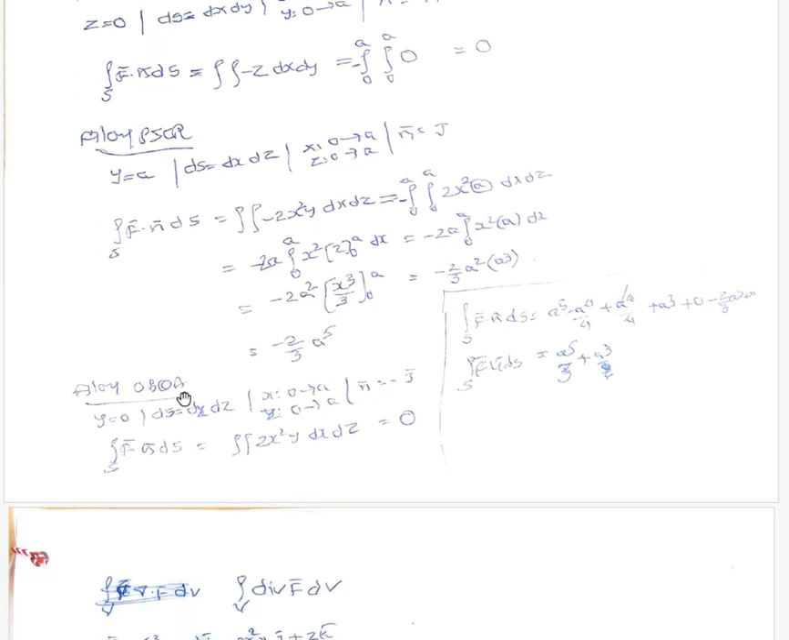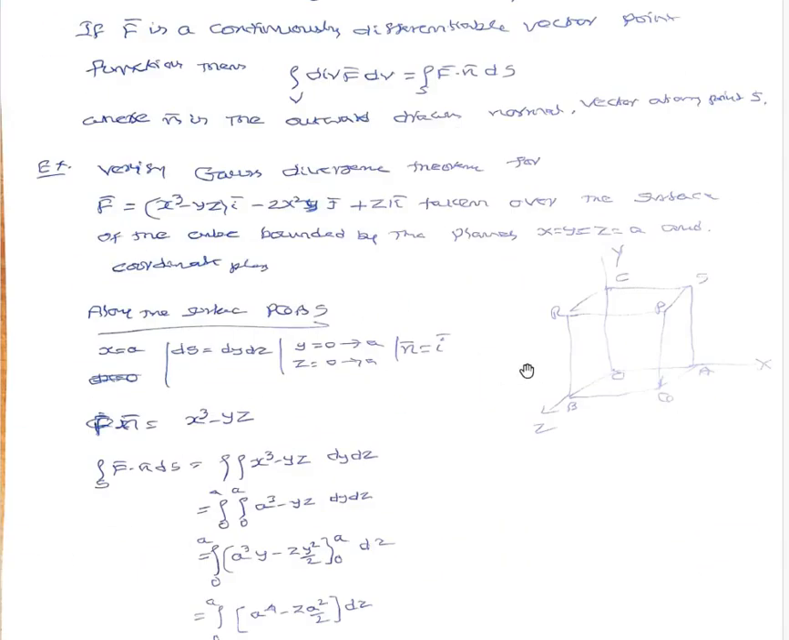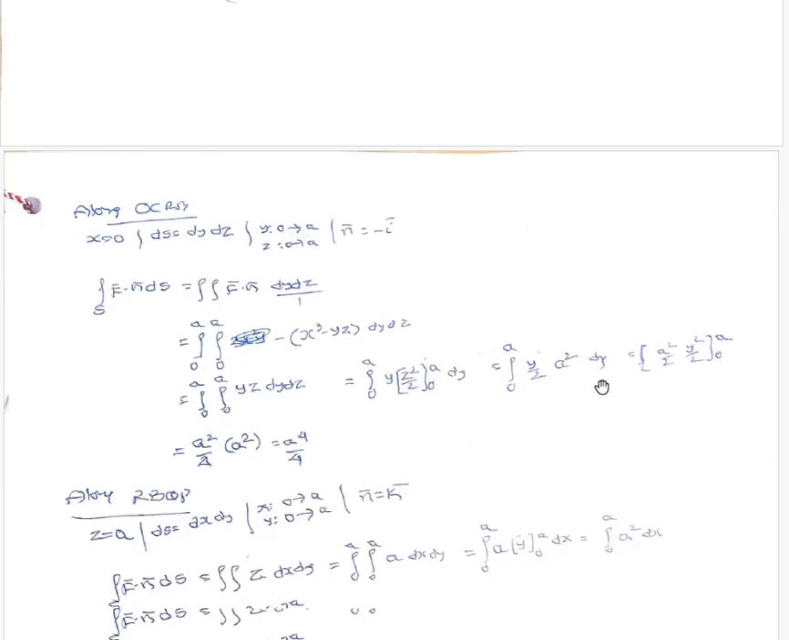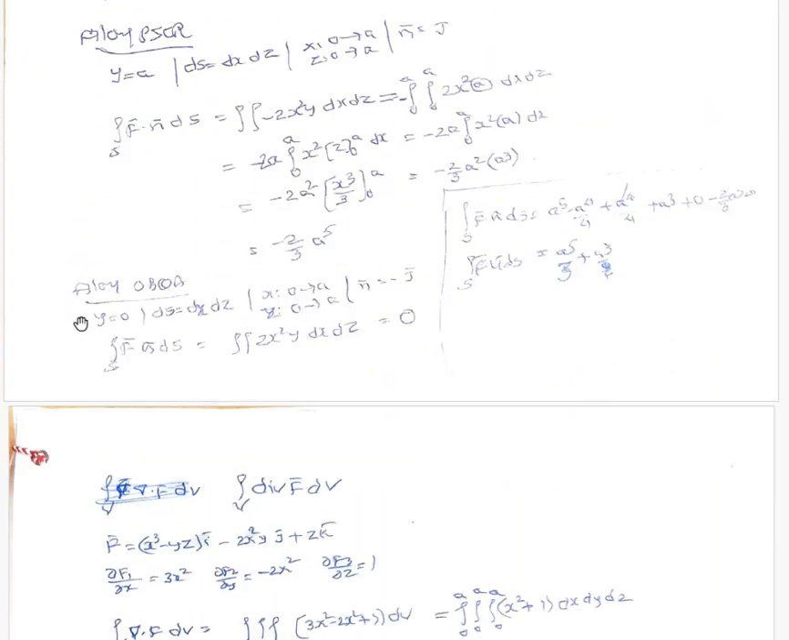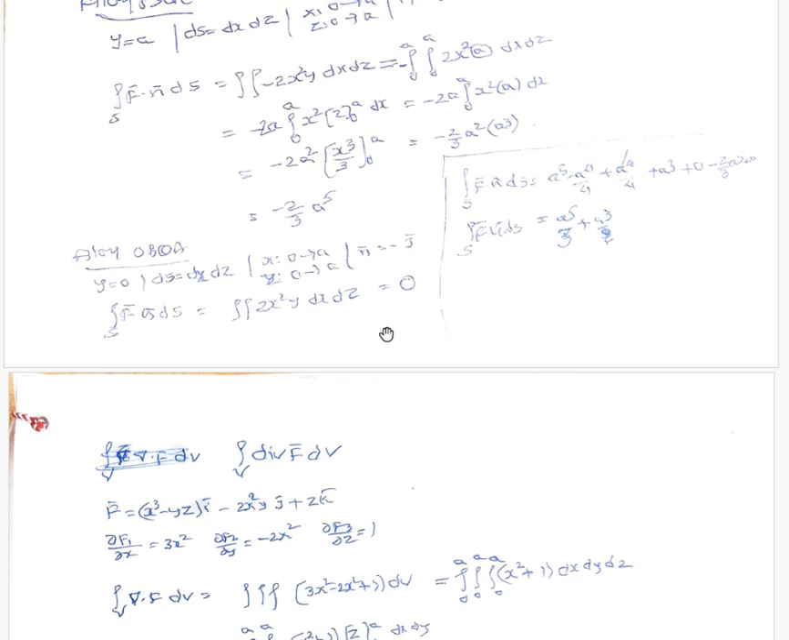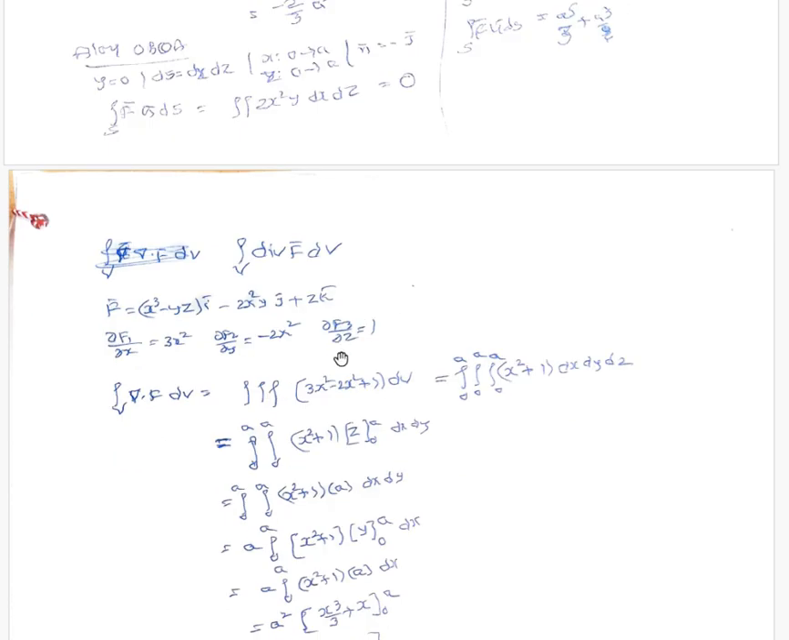Similarly, along OBQA. This is the one. So on the xz plane, y is equal to 0. ds is equal to dx dz. x varies from 0 to a, z varies from 0 to a, n bar is equal to minus j bar. Simplification, you will get 0. So if you add all these, you will get a power 5 by 3 plus a cube. Similarly, you have to find out the volume integral. If both are same, you can say that hence verified.